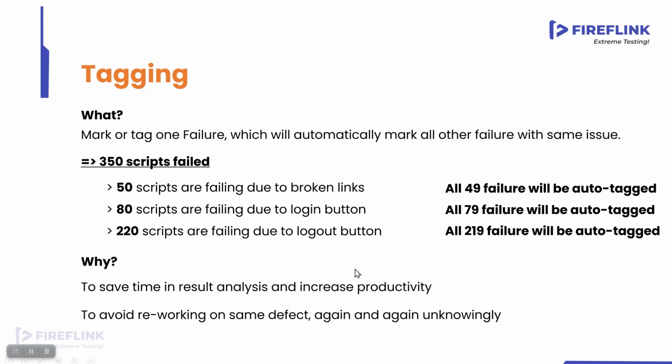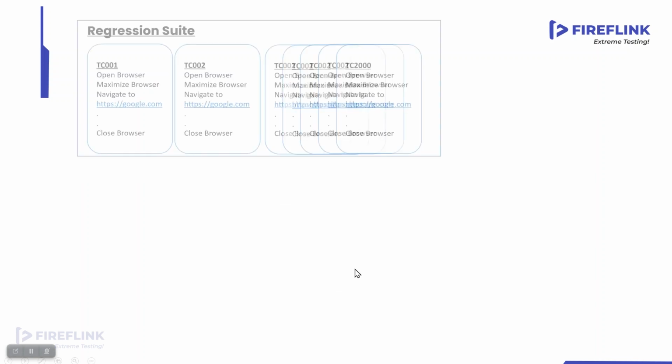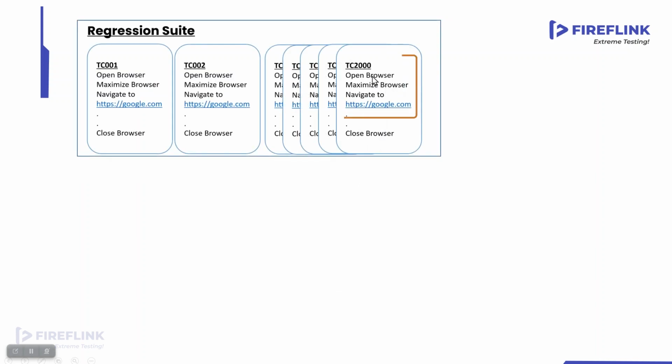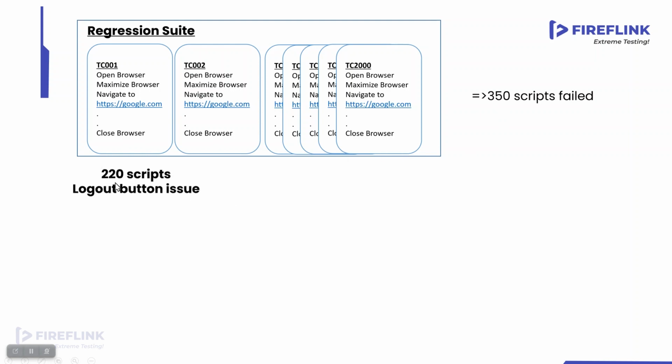Now let us take an example. I have a regression suite which has around 2000 scripts. When I run this suite, and once the suite execution is completed, 350 scripts are failing. Out of these 350 scripts, 220 scripts are failing due to a logout button issue, meaning the logout button is missing in the UI, because of which 220 scripts are failing.